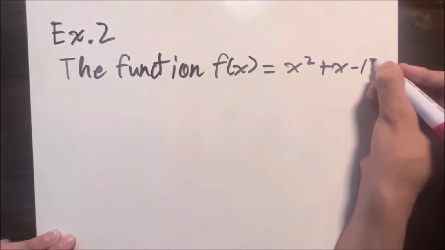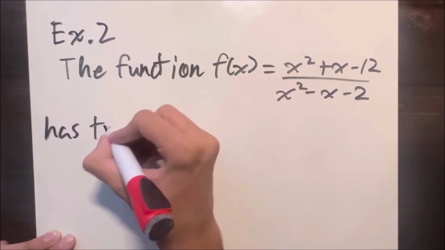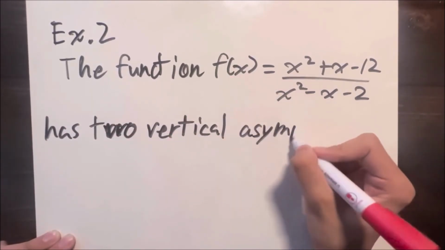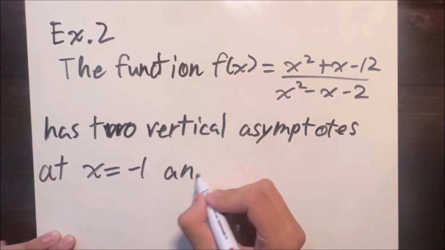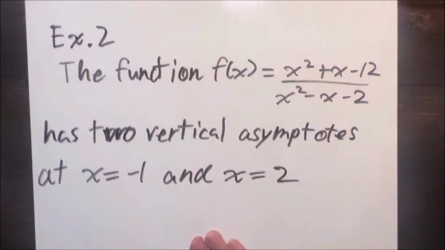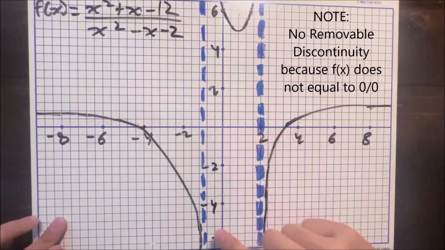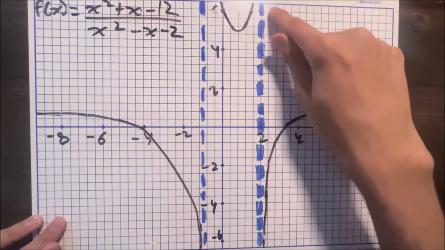Therefore, for the function x squared plus x minus 12 over x squared minus x minus 2, two vertical asymptotes exist at x equals -1 and x equals 2. If we look at the graph for this function, we notice the vertical asymptote, which is the dotted line at -1 and at 2.